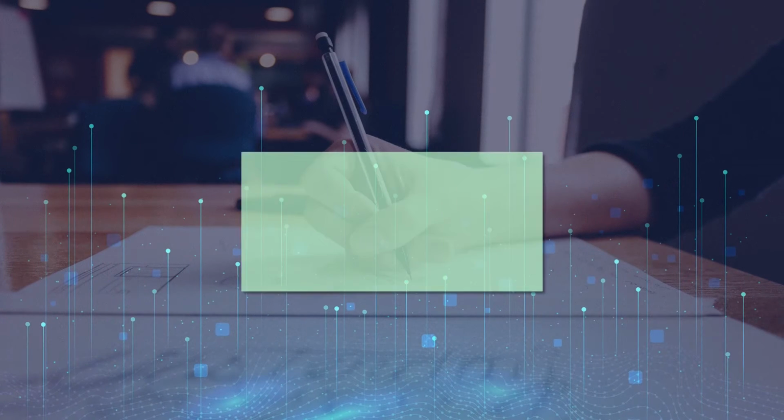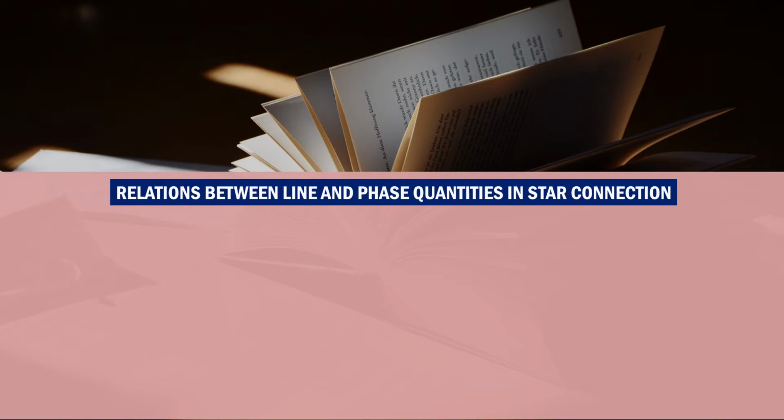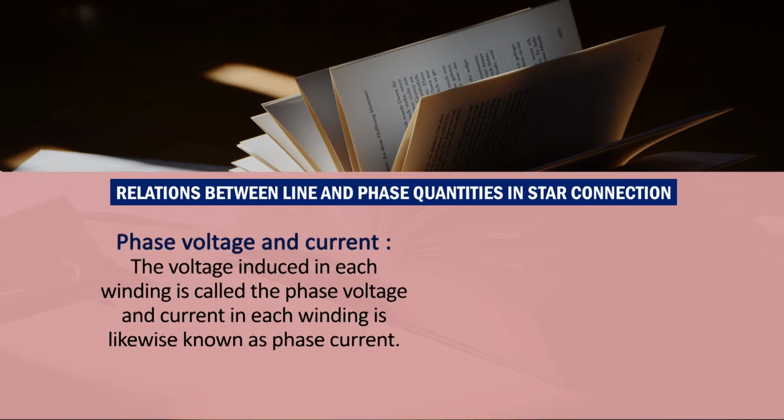The general methods of interconnection are what? First is star connection. It can also be called a Y connection. Second is delta connection. It can be termed as mesh connection. Now we have to understand the relations between line and phase quantity in star connection.